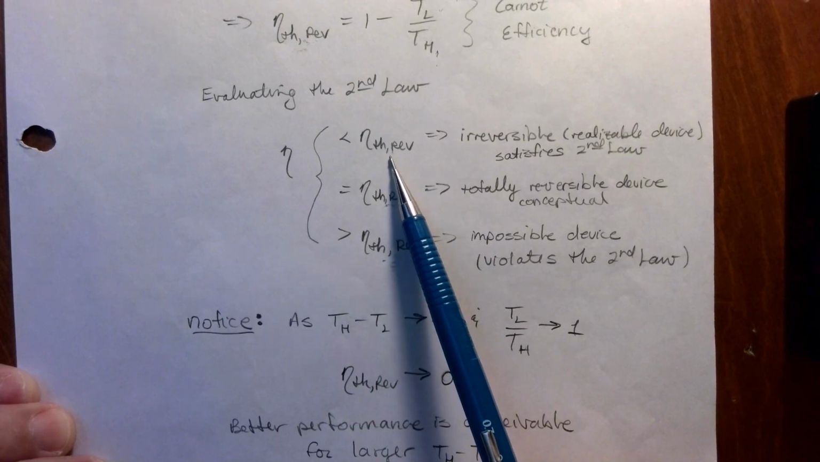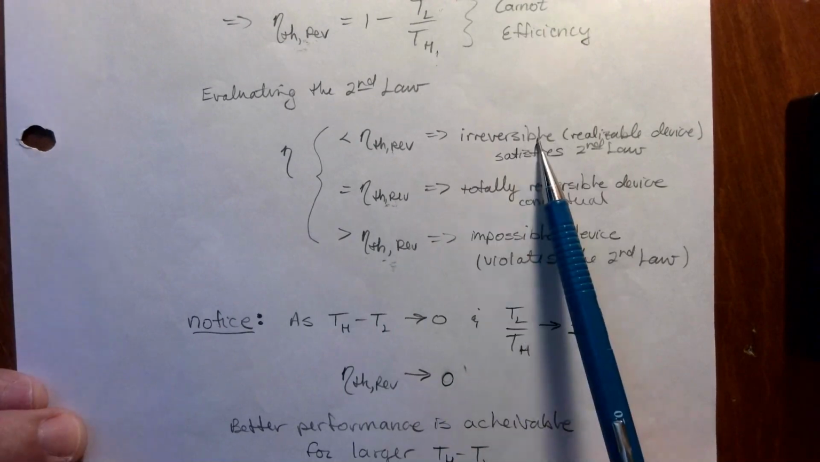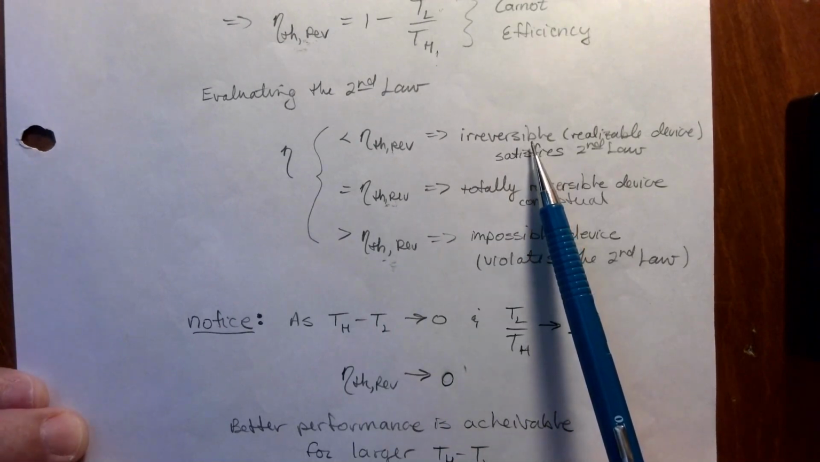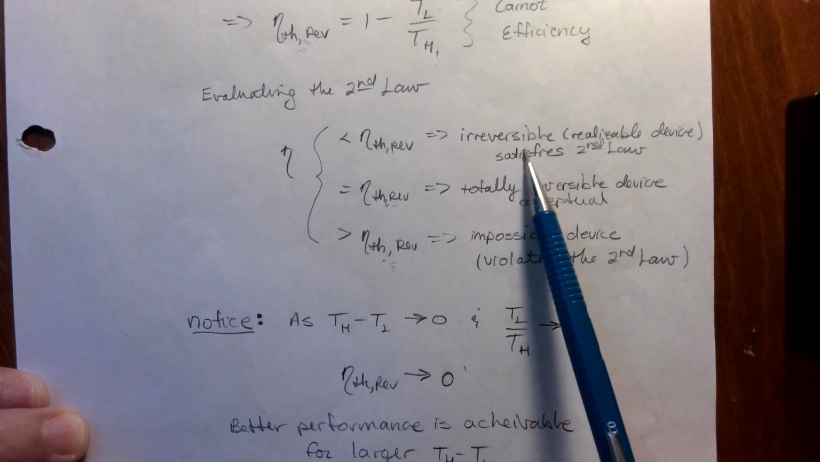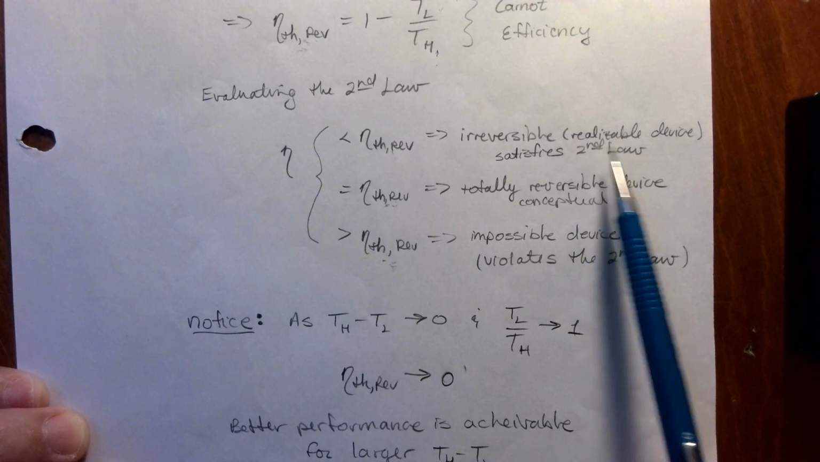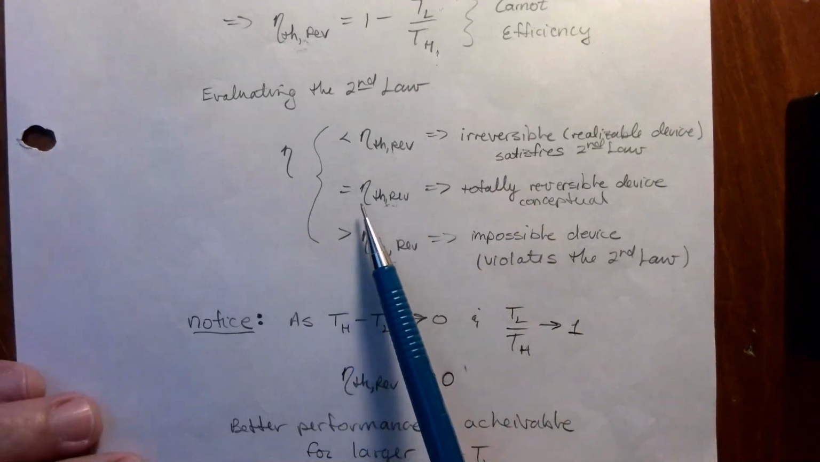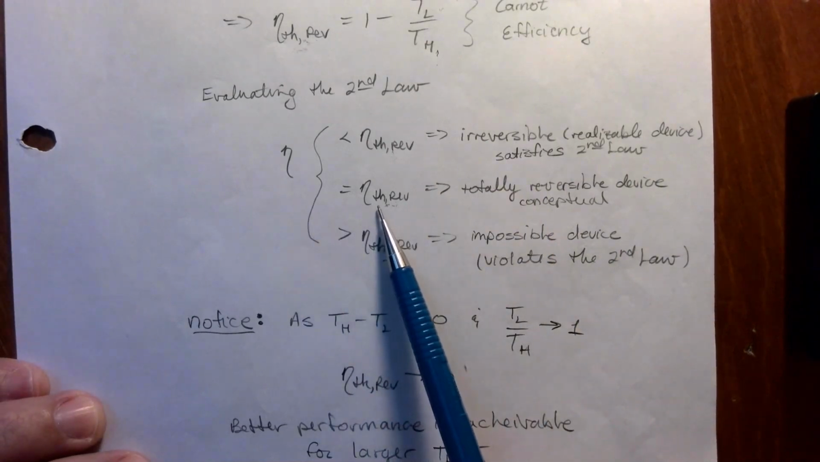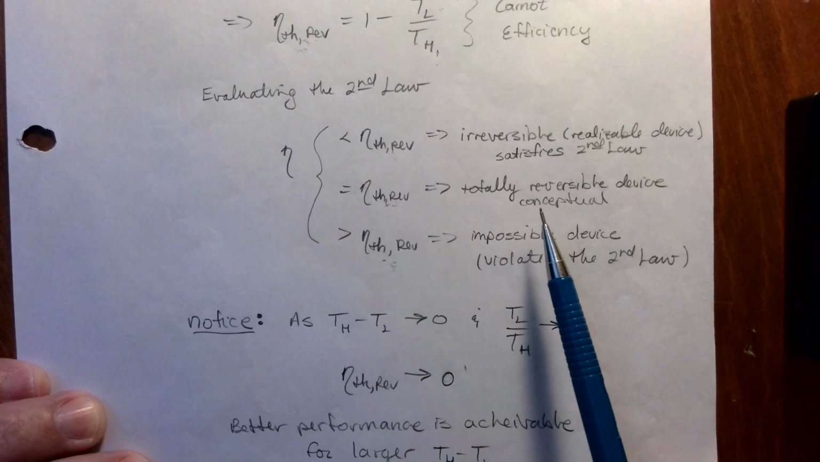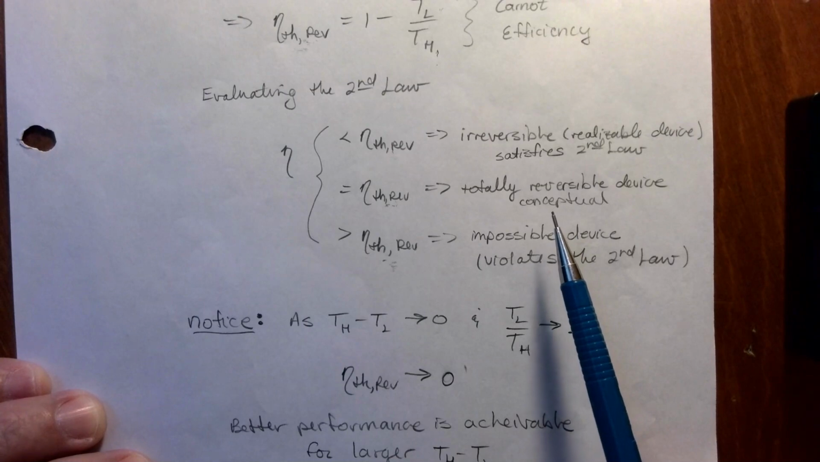If the thermal efficiency of the device is less than the reversible case, then it is theoretically irreversible and a possible real device. It doesn't guarantee it, but at least it doesn't violate the second law theoretically. So this we would say satisfies the second law. It's a physically, potentially real device, a realizable device, and we'd call that irreversible. If our thermal efficiency was equal to the reversible case, that's also not a physically possible device. However, that is our conceptual limit. So we'll recognize that as a totally reversible heat engine.